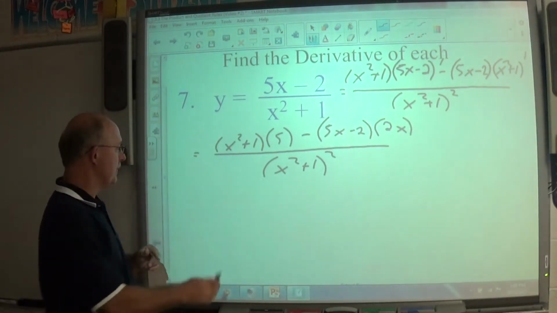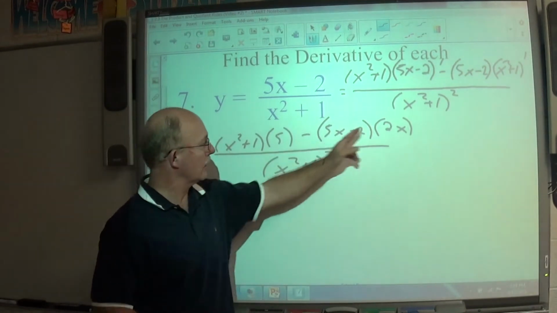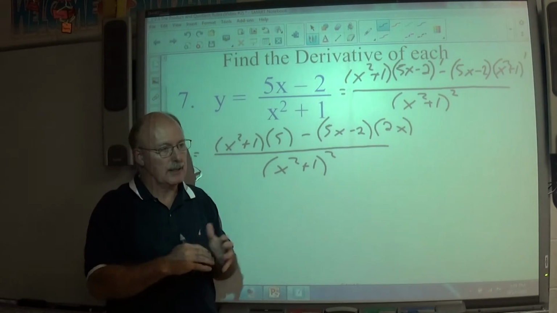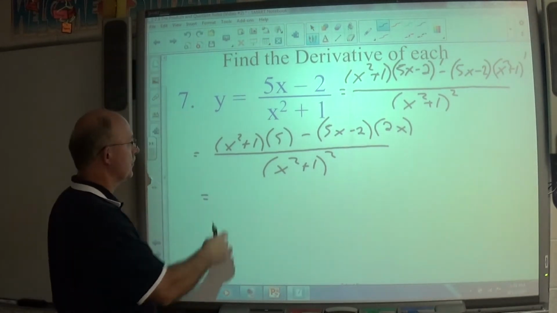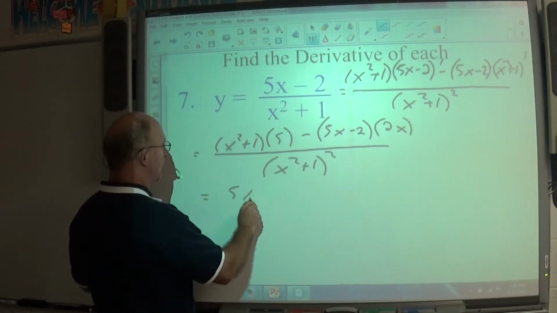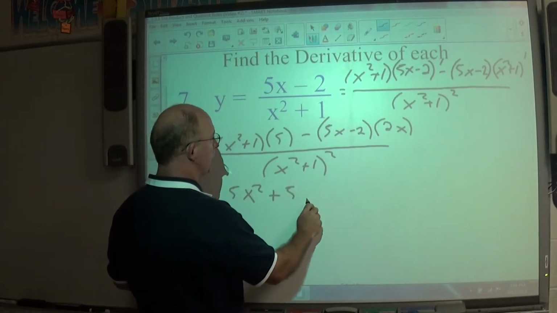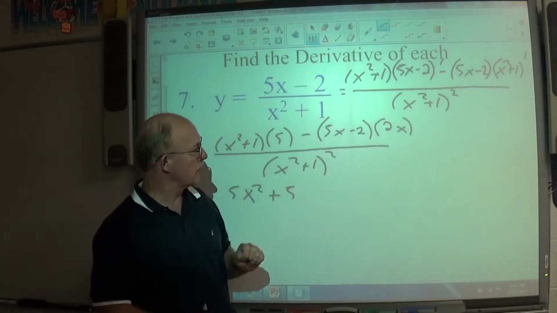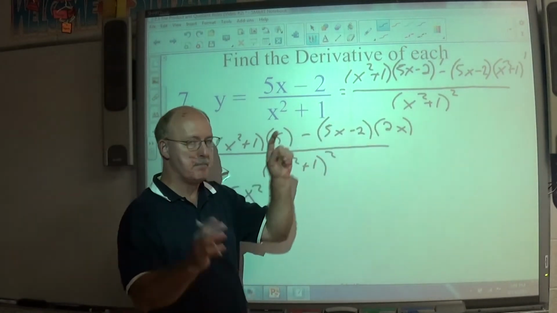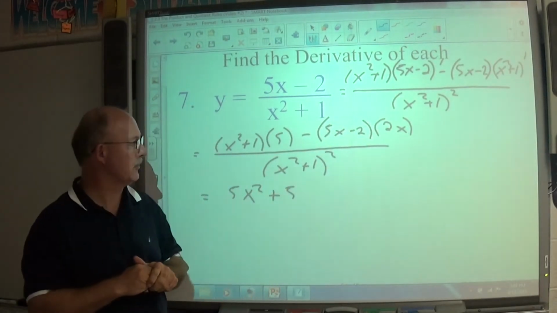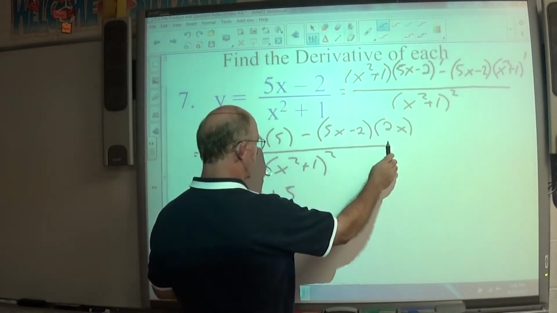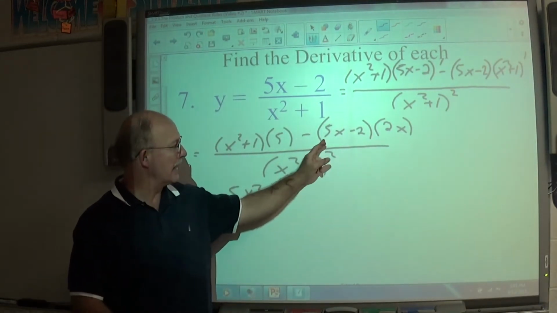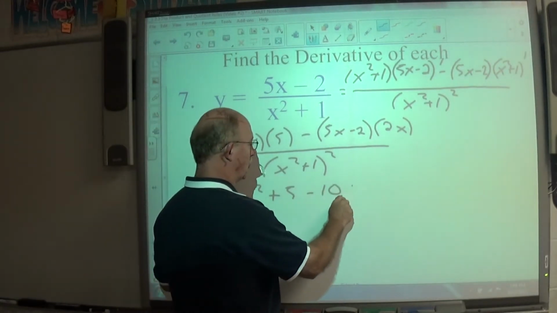So simplifying, we're going to have to, in the numerator especially, multiply, combine like terms, and then see if we can do anything else. So multiply 5 inside your parentheses, and we get 5x squared plus 5. Now, here's what you've got to watch out for, because you've got a negative in front of your parentheses and the 2x, both of these being distributed inside your parentheses. So as you multiply, 2x times 5x is 10x squared. The minus sign makes it a minus 10x squared.